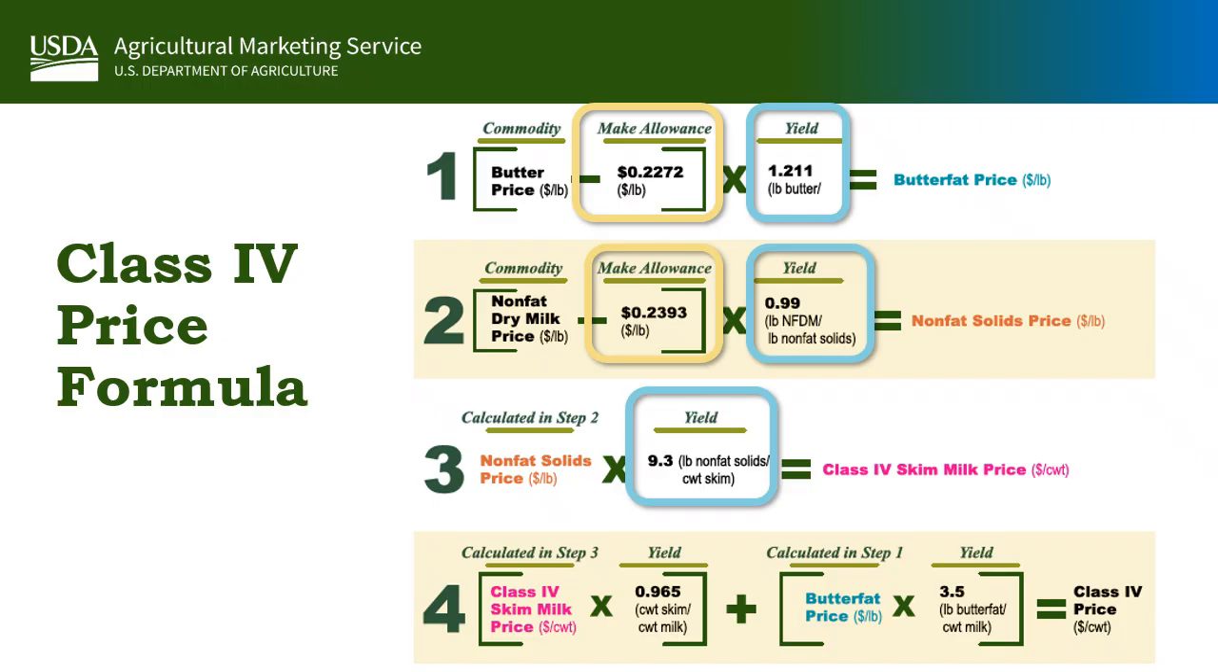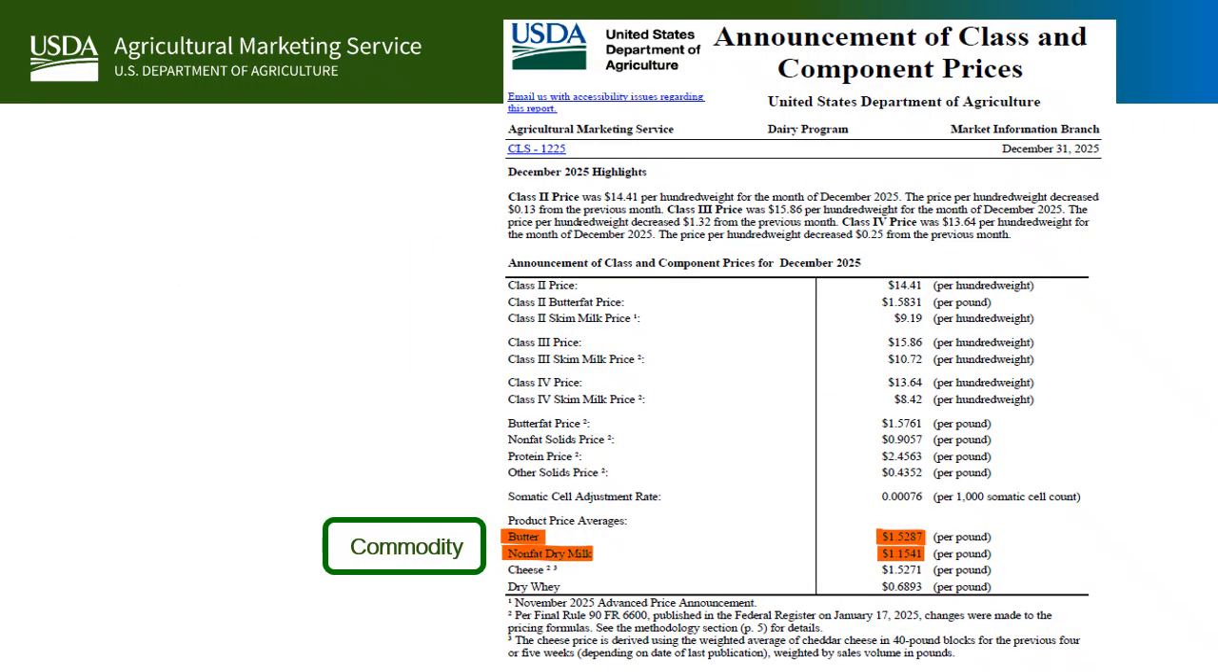Finally, the Class 4 skim price is multiplied by its yield factor of 0.965 and added to the butterfat price multiplied by its yield factor of 3.5 in order to find the Class 4 price. 0.965 means there are 96.5 pounds of skim in 100 pounds of milk, and 3.5 means there are 3.5 pounds of butterfat in 100 pounds of milk. Now you have the price of Class 4 milk for the month. Let's look at a real example.